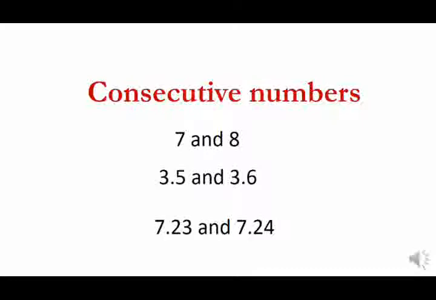Also, we can have hundredths, like 7.23 and 7.24. The hundredths digits here are consecutive. Here we have 3, there we have 4. So the numbers are consecutive. They follow each other.